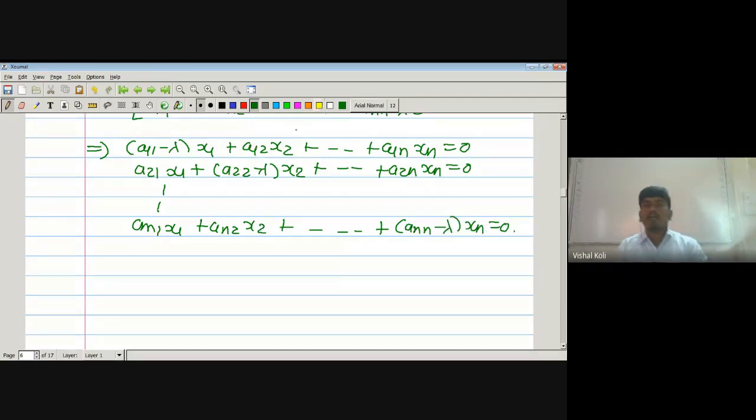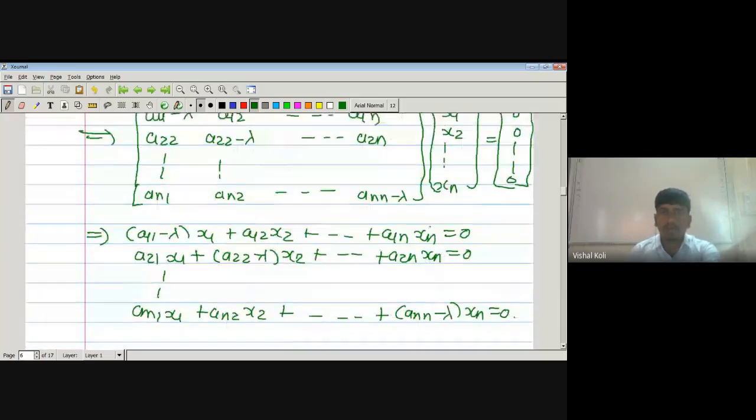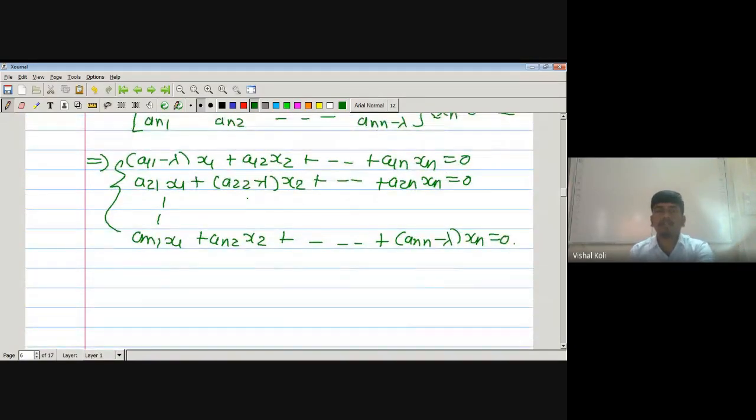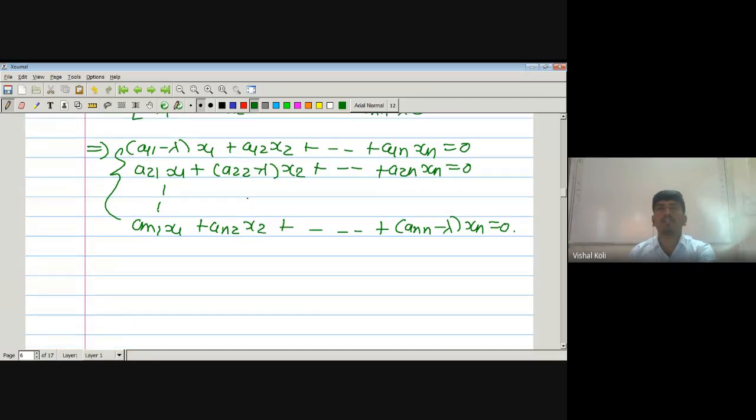Now we know that this is a homogeneous system of linear equations, and a homogeneous system of linear equations always has a trivial solution. It means x1 equal to 0, x2 equal to 0, up to xn equal to 0 is always a solution of this given system. A unique solution will exist whenever determinant of A is not equal to 0, that is, the trivial solution exists. If we require a non-trivial solution, then determinant of A must be equal to 0.